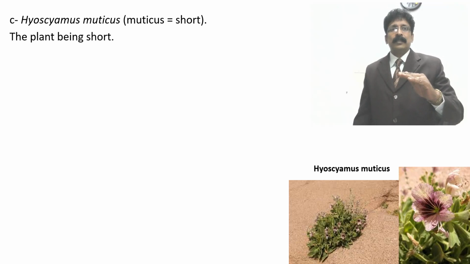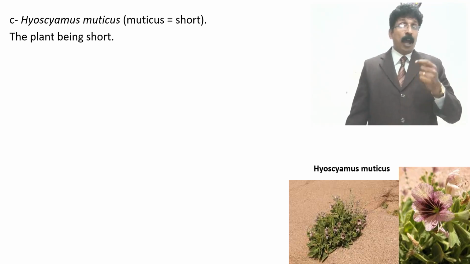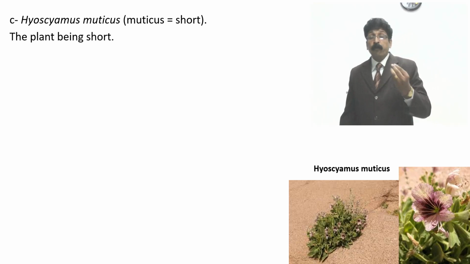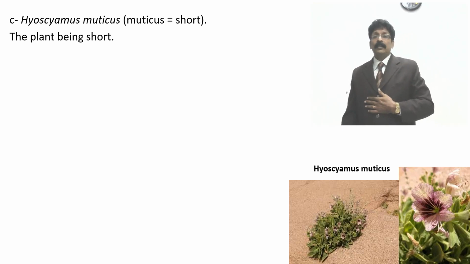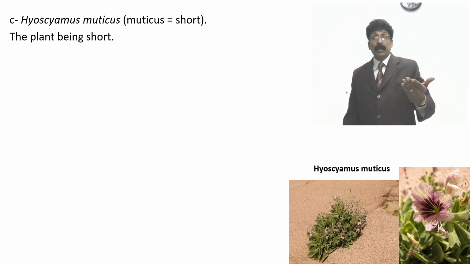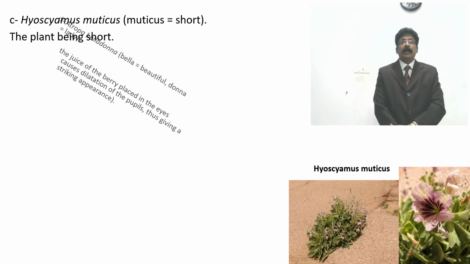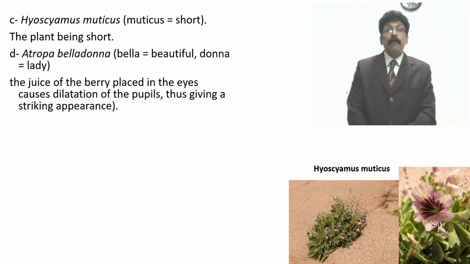This plant contains hyoscyamine, which is actually a powerful alkaloid. It's also poisonous, because it has more anticholinergic activity. We will be studying it in more detail in your pharmacology. And here the next example is Atropa belladonna.